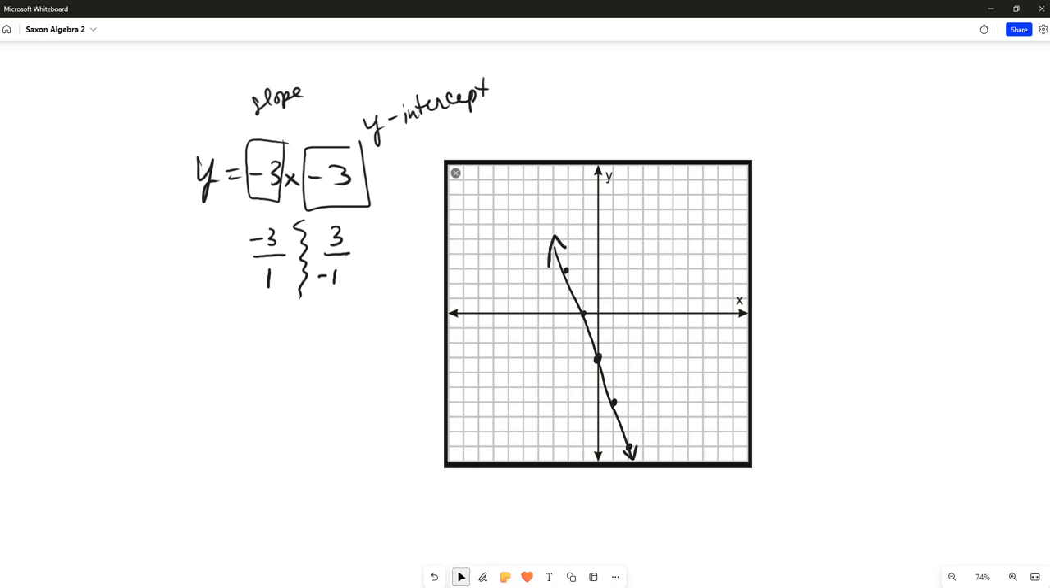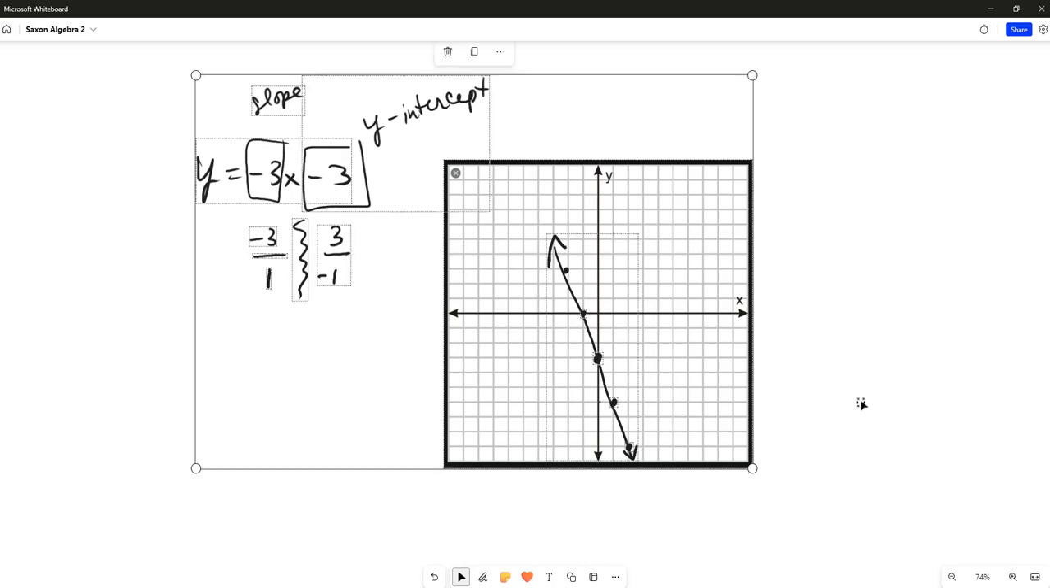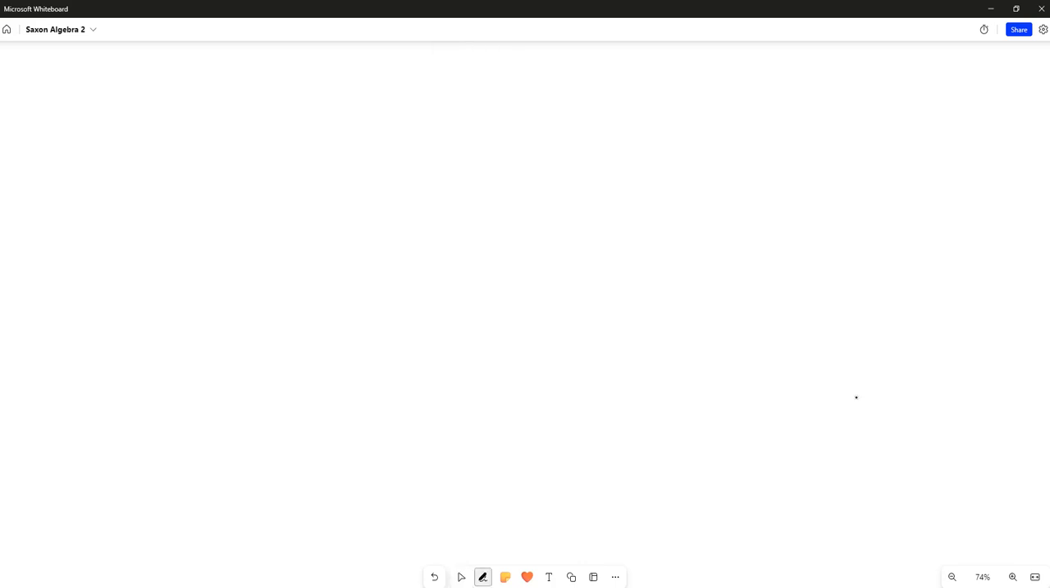Okay, turn the page to 54. And why don't you try to use the intercept slope method to graph 3x plus 4y equals 12. Step 1 is to take this 3x plus 4y equals 12 and solve it for y. Okay, pause for a minute and then come back and see how you do.